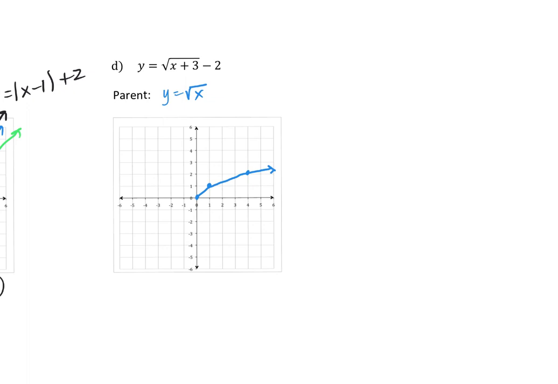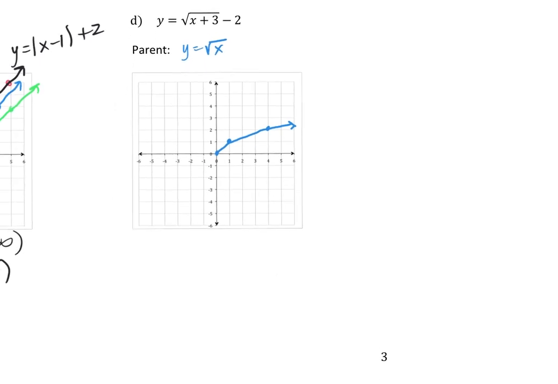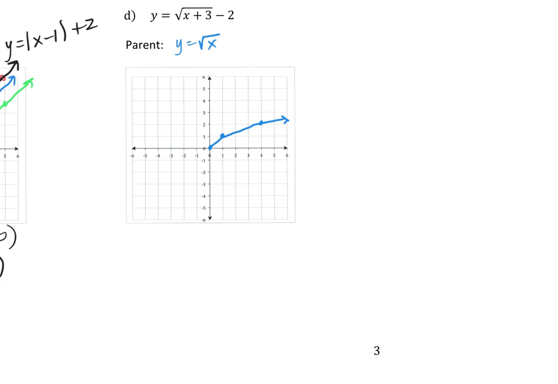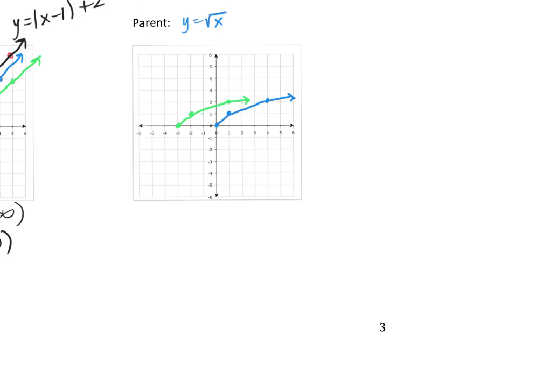So the plus 3 underneath the square root means I'm going to move to the left 3 units. I am going to just move all of these 1, 2, 3 to the left. And then the minus 2 means I'm going to go down with the green graph 2 units. I'm just going to use black for this. So I go down 2 units, down 2 units, and down 2 units, and I have my translated graph.